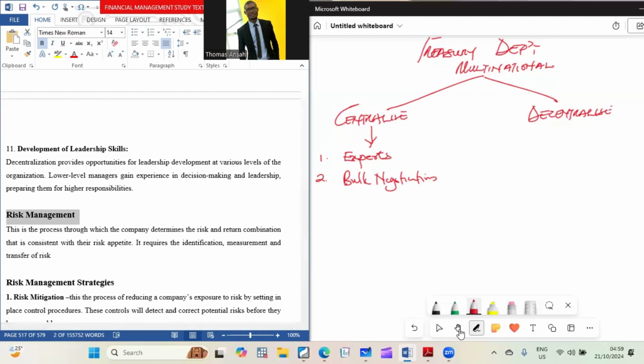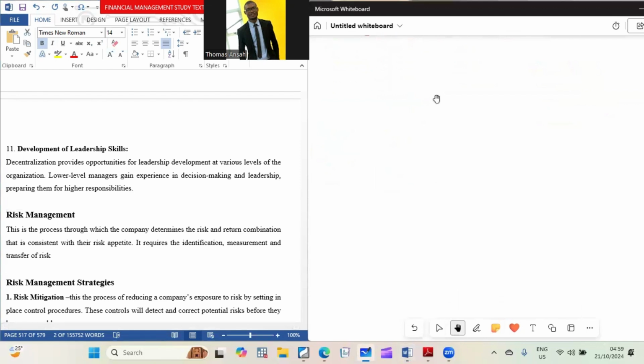Now, let's come to the main issue. We are trying to deal with risk management. That is the main theme for this class, risk management. So under risk management, all we are trying to do is to find out how we can do the risk and return combination, given an entity's risk appetite. So basically, that is that.